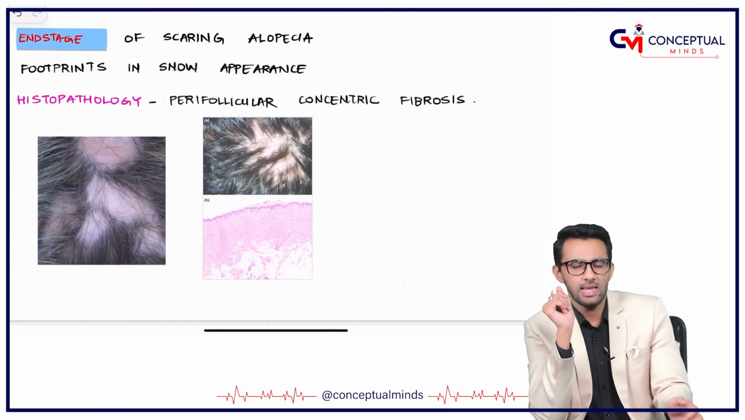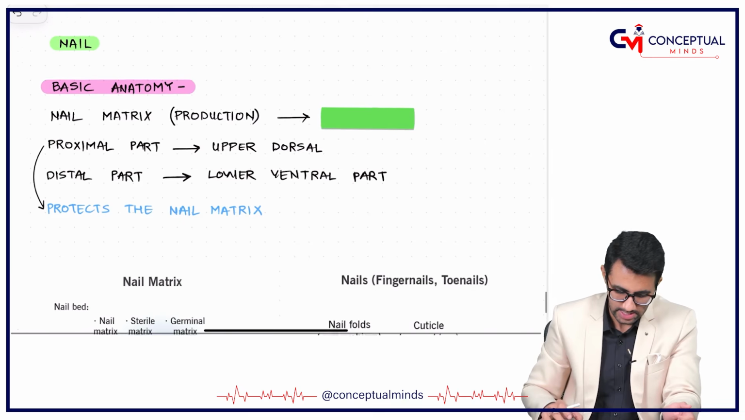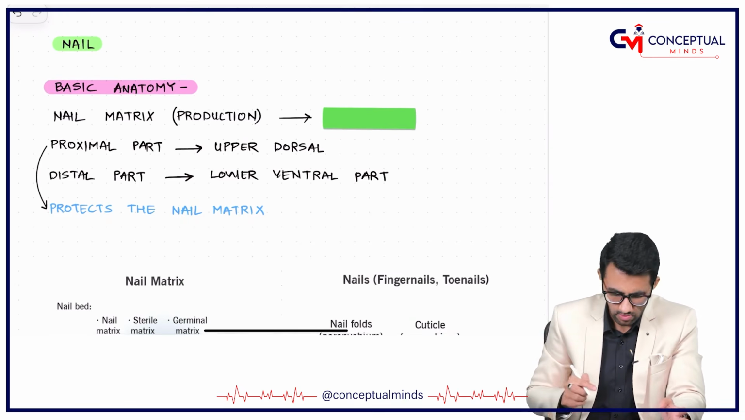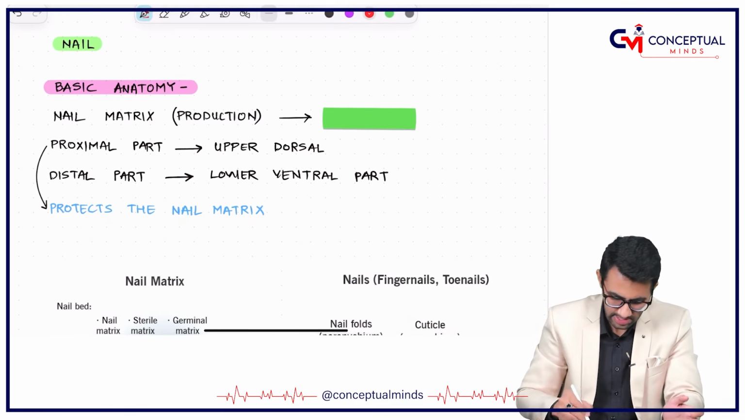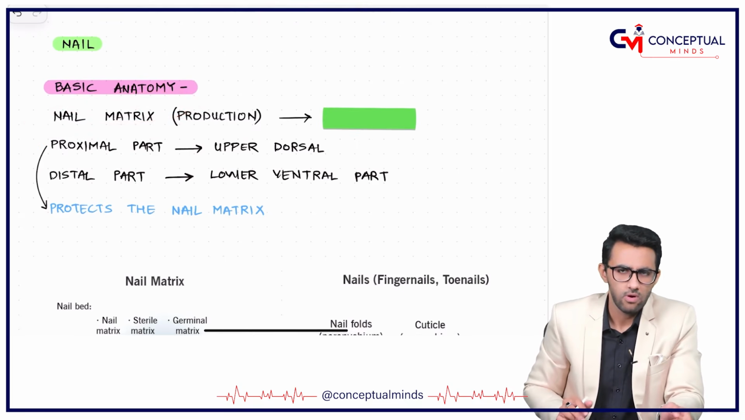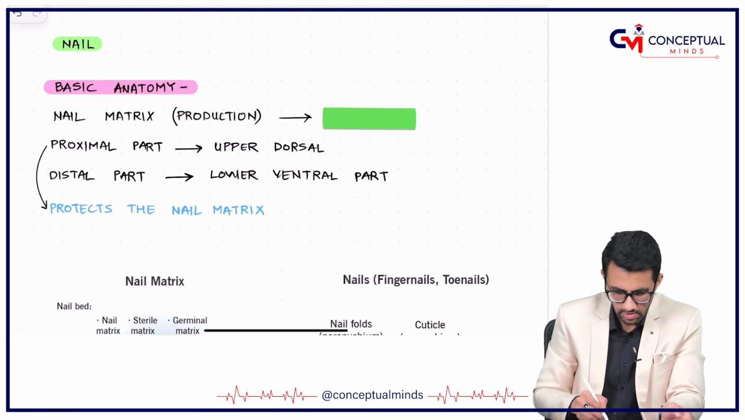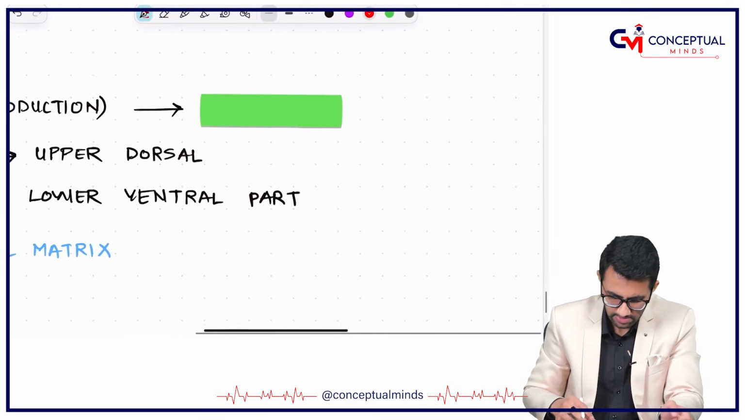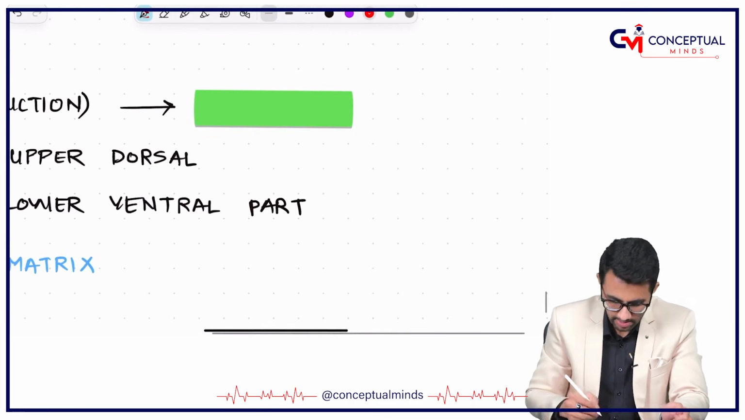All right, so fine, let us just start with the nail topic, the nail. So first of all, the nail matrix. Okay, this is one thing, we would just start with the nail matrix. Yes, what does the nail matrix produce? It produces the nail plate. Simple, right? Nothing much complicated.